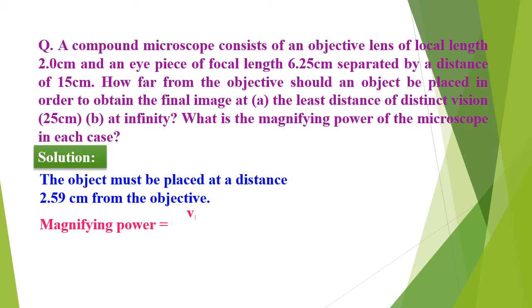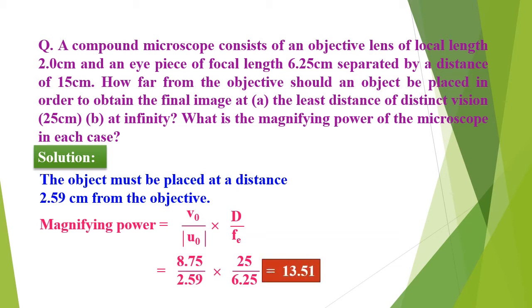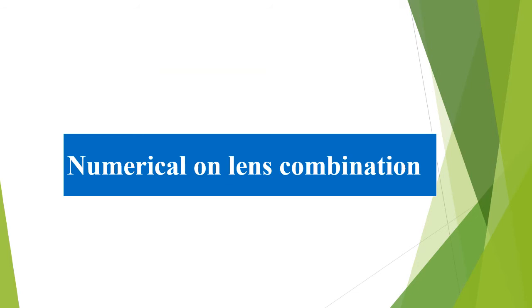Magnifying power in this case is VO divided by UO multiplied by D divided by FE. So that gives rise to 8.75 divided by 2.59 multiplied by D divided by FE, that is 25 divided by 6.25. This gives rise to 13.51. Now we will see numerical on a lens combination.